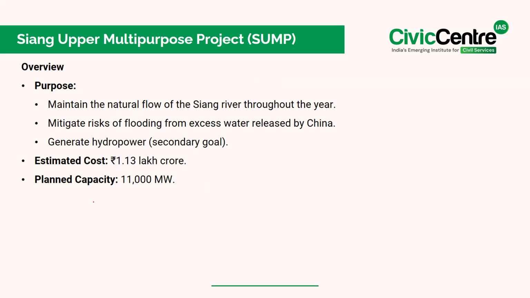If we have to talk about the Siang upper multipurpose project, see, the purpose is to maintain natural flow of the Siang River throughout the year, then to mitigate the risks of flooding from excess water released by China, and lastly to generate hydropower. Know that the estimated cost is around 1.13 lakh crore rupees. Furthermore, it has a planned capacity of 11,000 megawatt.